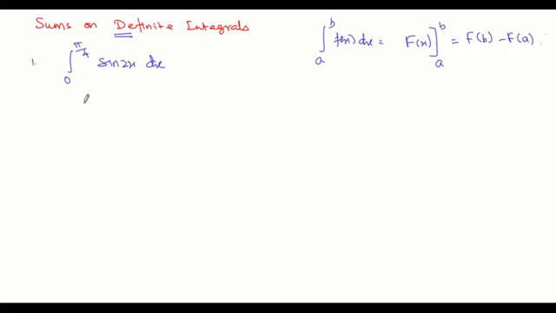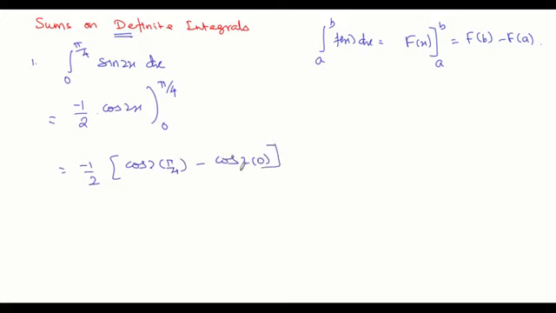The integration of sin 2x is nothing but 1 by 2 into minus cos 2x. Now apply the limit 0 to pi by 4. You can put minus 1 by 2 out. We substitute the upper limit, cos of 2 into pi by 4, minus cos of 2 into 0. Now it is minus 1 by 2 into cos pi by 2 minus cos 0. We know that cos pi by 2 is 0, but cos 0 is 1. So here 1 by 2 is the answer.